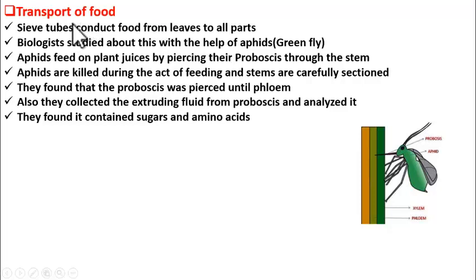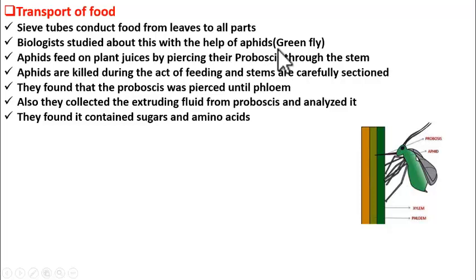Of all these, which cells help in transport? It is sieve tubes that conduct food from leaves to all the parts. Got it? Now, the mechanism of transport of food is out of scope for us. What we have to understand is how biologists came to know that phloem transports food. Students, biologists studied this by doing experiments on aphids.